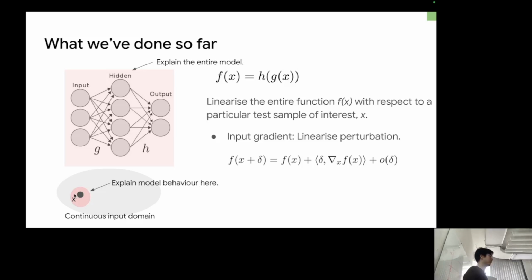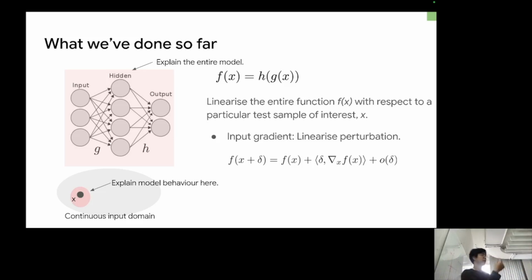The reason I introduced this is because I want to give a more high-level view on what we have done last time and how we're going to do it differently this time. Last time we took the full model into account and tried to approximate it with gradient, for example, around the test point of interest. One example of that was input gradient. And if you're using input gradient, you're basically linearizing the model of interest around the test point of interest.